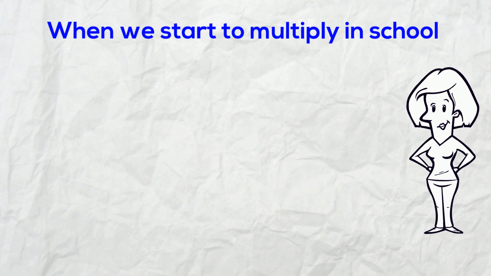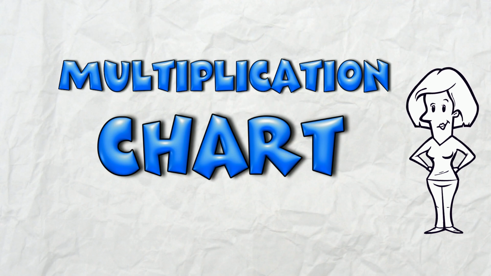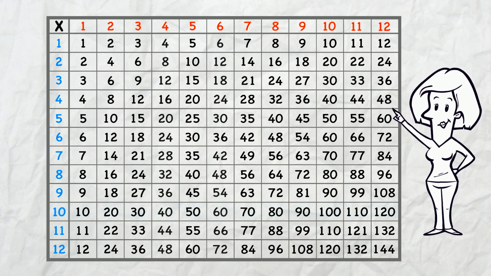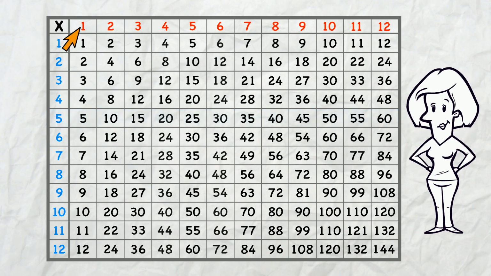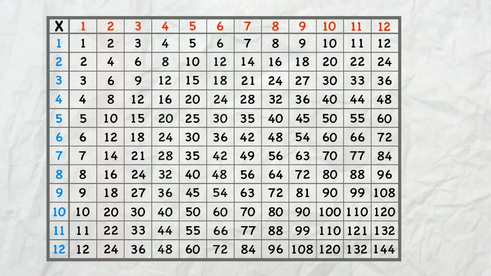When we start to multiply in school, we often use a math tool to help us, a multiplication chart. On the side, each blue number here tells us how that horizontal row is growing, by 2 each time, 3 each time, 5 each time, or whatever. On the top, the red numbers tell us how that vertical column is growing as you go down the table, by 2 each time, 5 each time, 10 each time. Pause the video and take a really good look at that now.